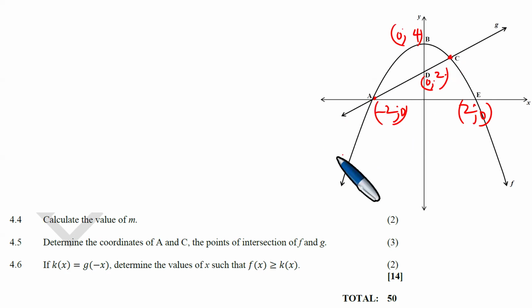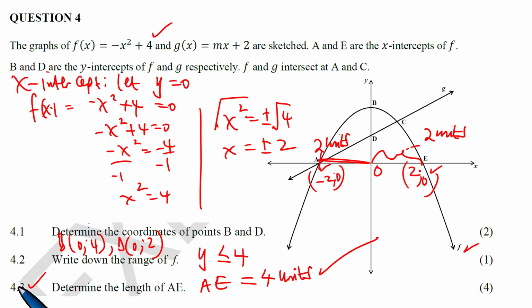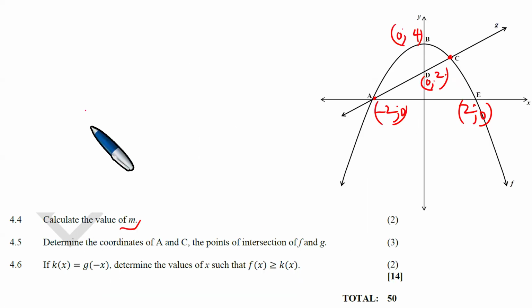Okay, good. We can determine the coordinates of C. But remember that we have the equation that has the m in it. So g of x is equal to mx plus 2. Right, so if g of x equals mx plus 2.